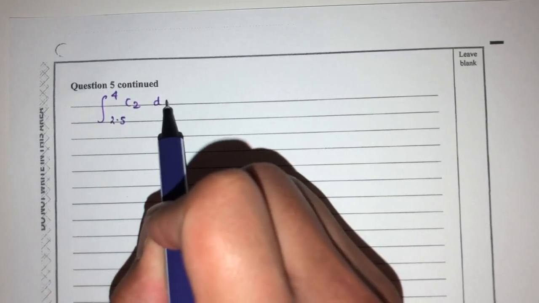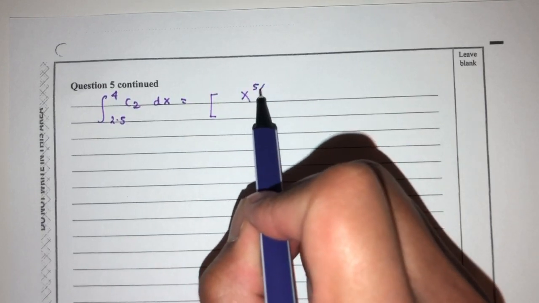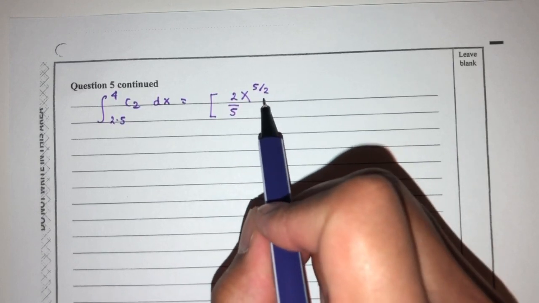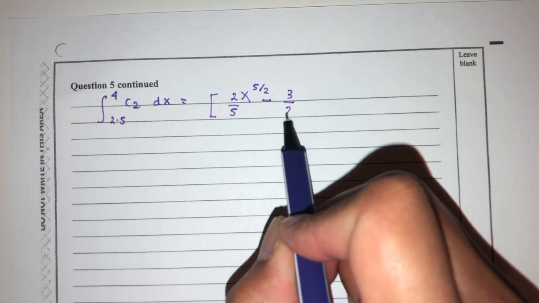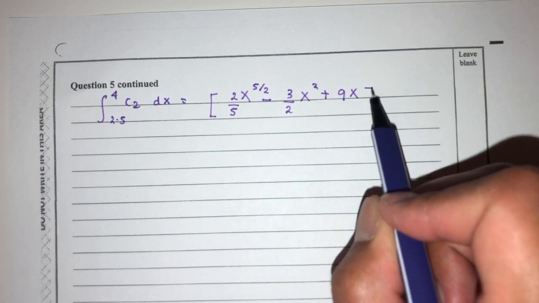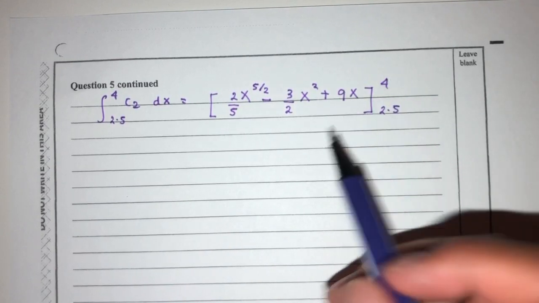So at first we have to find the area for C2 between the limits of 4 and 2.5 with respect to dx, obviously. Now we have seen that this was found to be 2 over 5 x^(5/2) minus 3 over 2 x^2 plus 9x, between 4 and 2.5. Now one by one, that will become what?